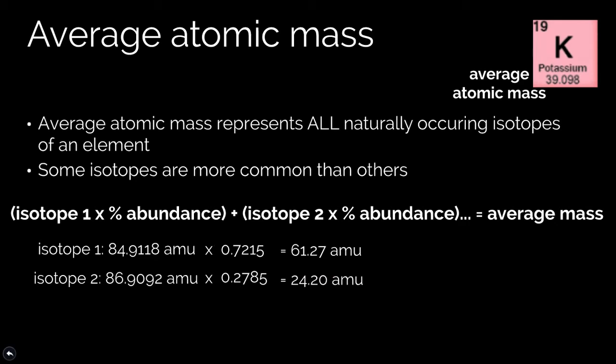And then all you'd have to do to get to the final average atomic mass of this element is add these two numbers together. So if you add 61.27 plus 24.20 atomic mass units, you get the result of 85.47 atomic mass units.